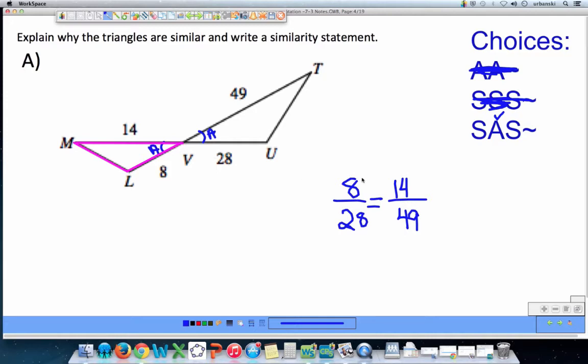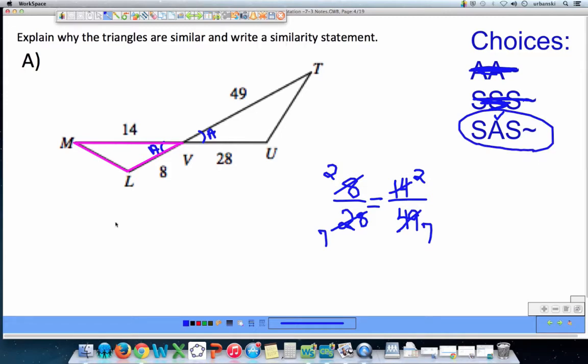8 and 28 you can divide by 4. Double check me, I made a mistake last time. Divide by 4 you get 2, divide by 4 you get 7. Here you divide by 7 you get 2, and you divide by 7 and you get 7. So the proportions work, so therefore the triangles are similar by side angle side similarity.